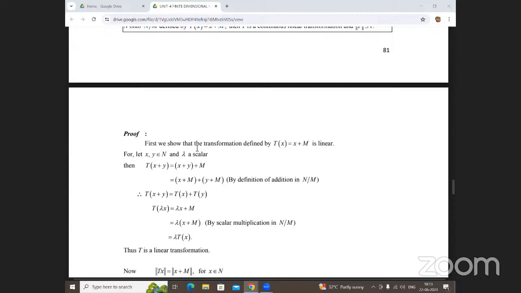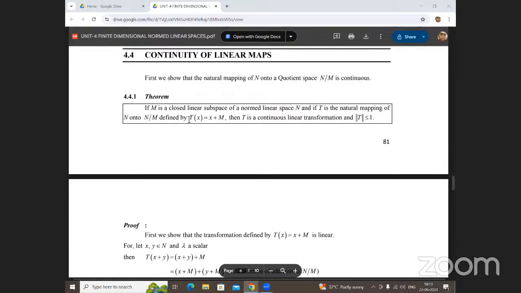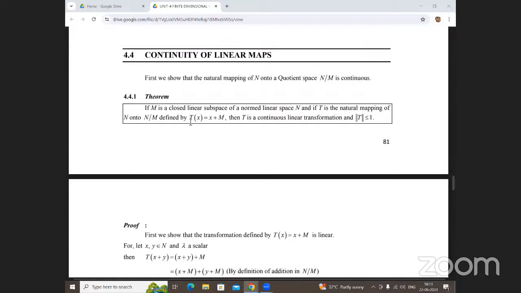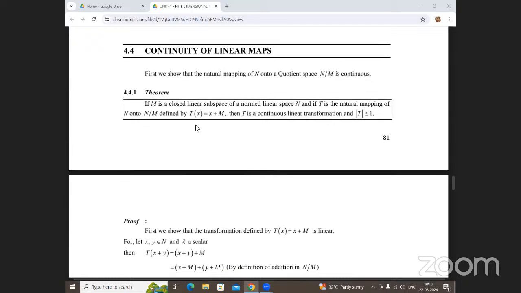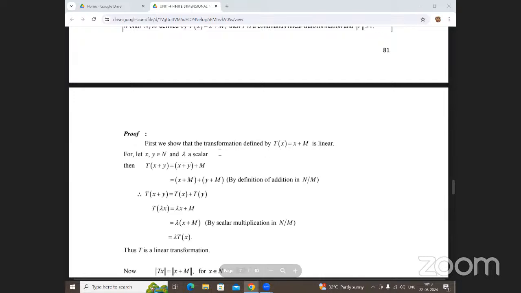Please stay on the line. First, we show that the transformation is linear. The natural mapping is defined as T from N to N by M, defined by T of x equals x plus M. What is the meaning of linear? T of x plus y and T of lambda x. Here, replacing x by x plus y, where x, y belong to N, and under vector addition N is closed, so x plus y also belongs to N.